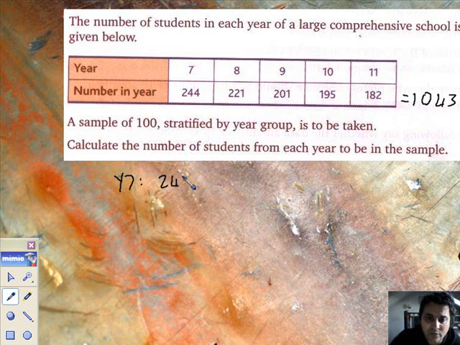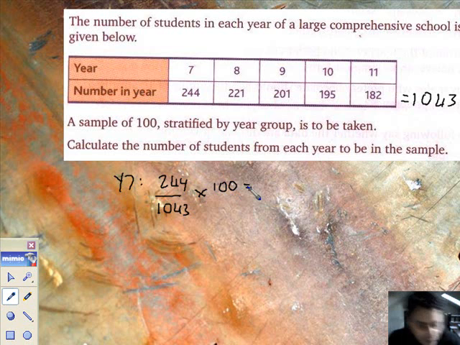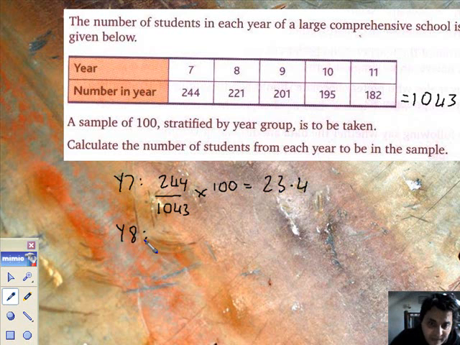We have 244 over 1043. It's this fraction of the 100 that we want to survey. Grabbing the calculator, 244 divided by 1043 and then multiplied by 100. That gives me 23.4 year 7 students. We'll play with the numbers in a minute. But leave it there for now.